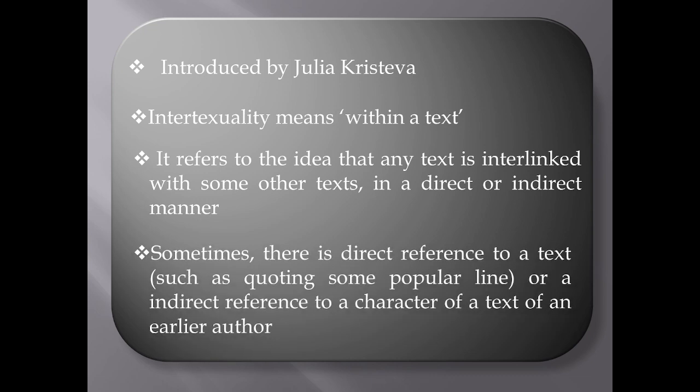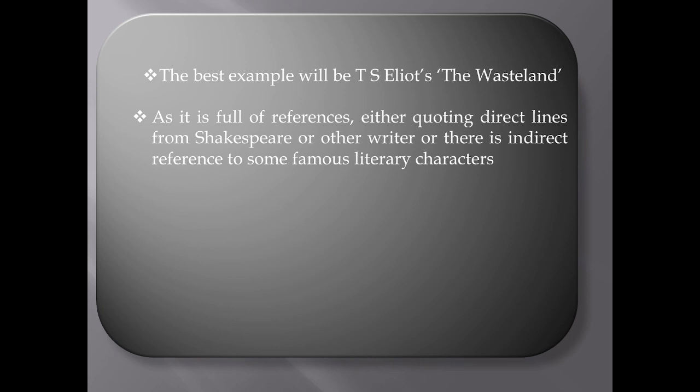Now sometimes there is direct reference, quoting some popular line word for word. There can be a direct reference or an indirect reference. What is the indirect reference? Now there will be an oblique reference or an oblique indication of a character of a previous author or a previous text. The famous example cannot be any other text than T.S. Eliot's The Wasteland. So we know that Wasteland is full of references, either quoting direct lines from Shakespeare or other writers, or there is indirect reference to some famous literary characters. For example, there are various literary figures coming up, like Tiresias, right? He's a famous classical figure that was present in Greek classics.